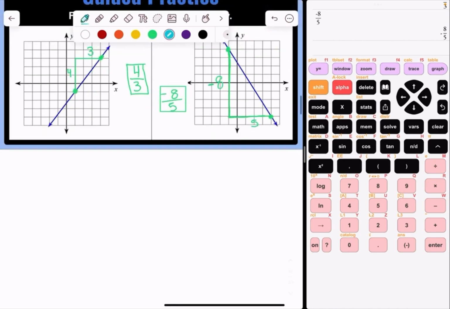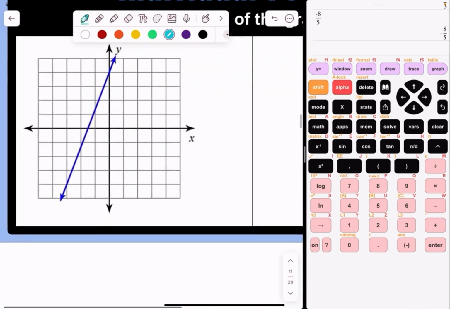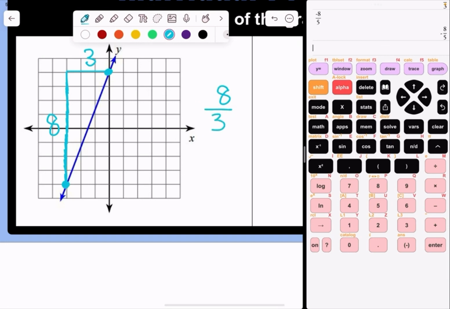Alright, let's look at the next one. Let's find 2 points. I have a point right here, and I have a point right here. Okay, let's go up. 1, 2, 3, 4, 5, 6, 7, 8. We went up, so it's positive 8, and we went to the right 3. So our slope is 8 over 3. Good job.